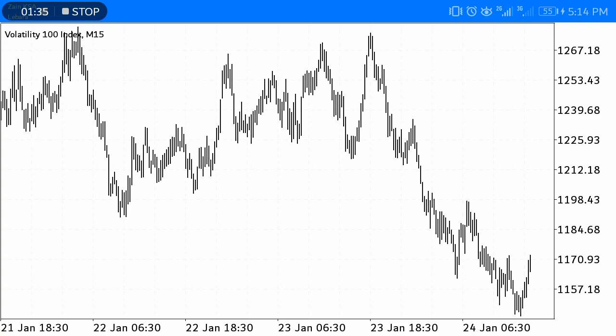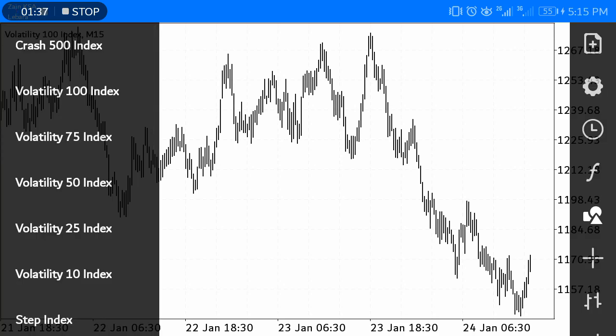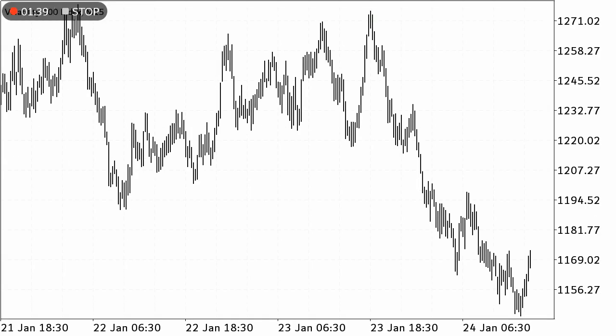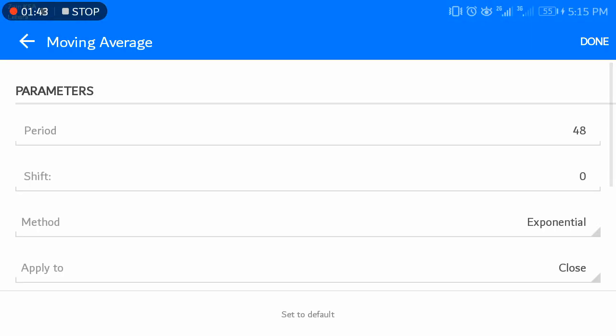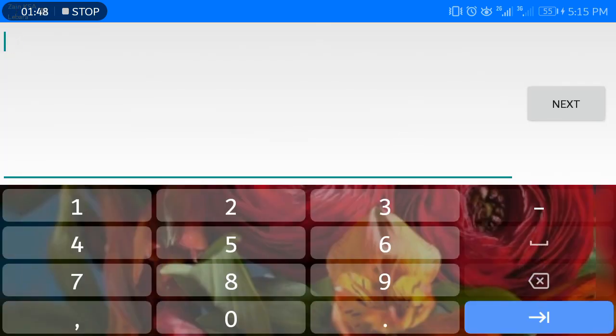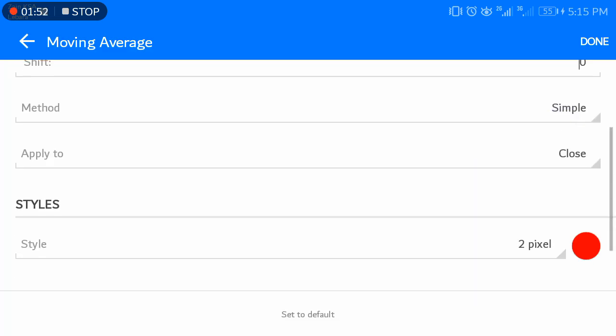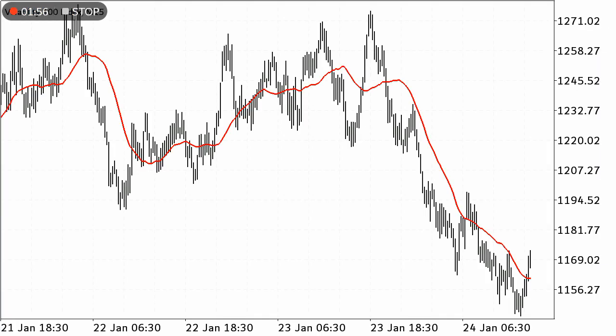So let's start setting up the strategy. I have found this strategy, also moving average based. First of all, set to default and add a 23 period moving average. Apply to close, simple method, and done.